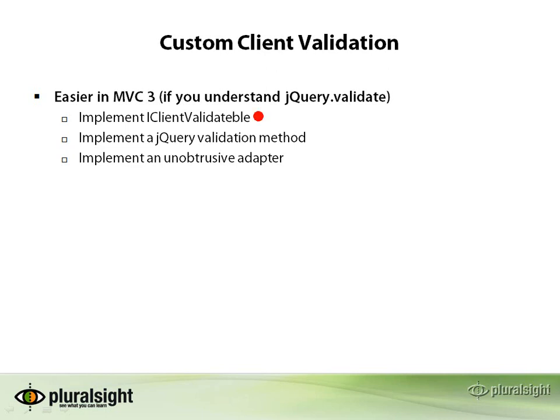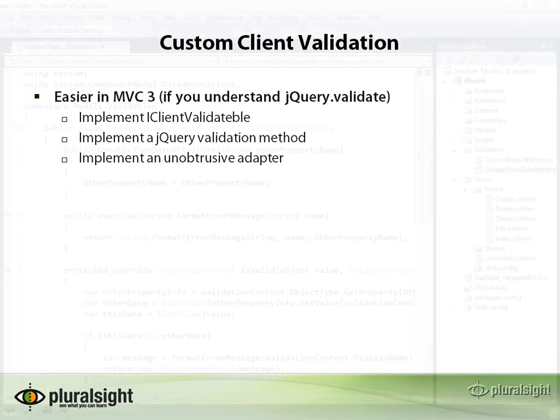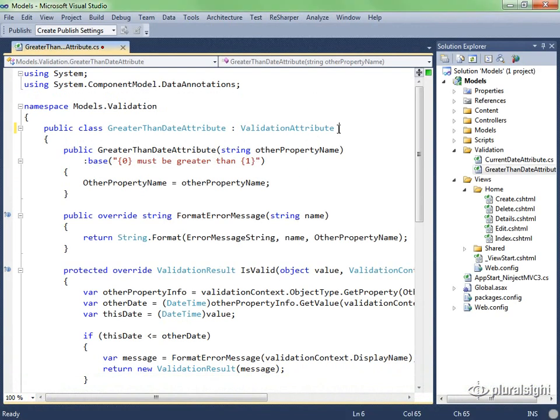First, we're going to implement IClientValidatable on our custom validation attribute. That tells the MVC runtime that this attribute supports client-side validation, and we'll need to implement a method that puts together some metadata for the runtime. Then we're going to switch over into client script and implement a jQuery validation method and implement an adapter that takes the metadata and puts it into the format that the jQuery validation plugin understands. Step 1 in the process.